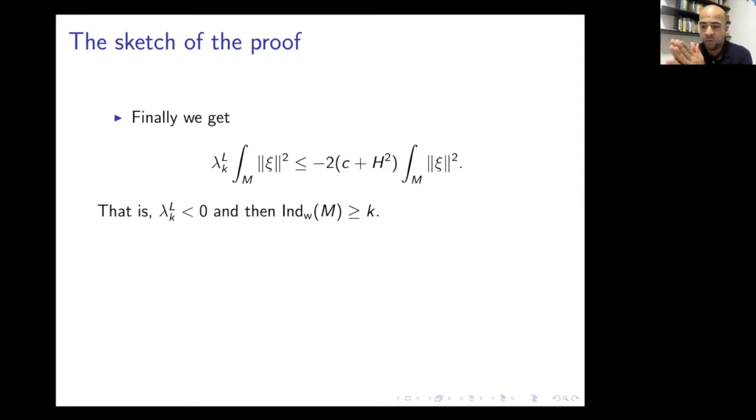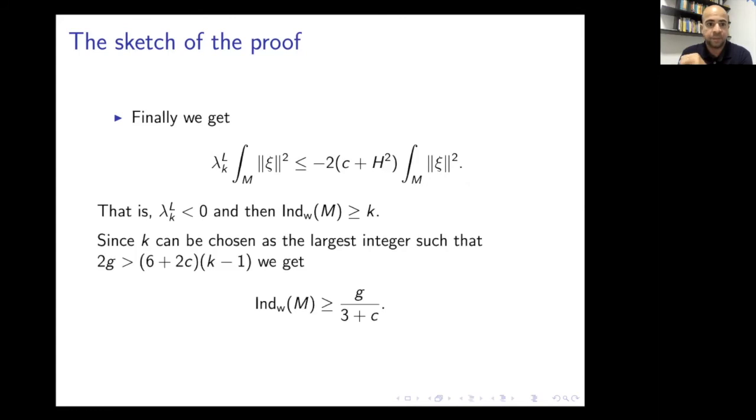So let's analyze what this k can say for us. This k can be chosen as the largest integer such that 2g, which I forgot to say is the dimension of the space of harmonic forms, where g is the genus of the surface, satisfies this inequality here. Here I write 6 plus 2c just to indicate both cases, the case of Euclidean space and the sphere. If that is the case, it implies that k is at least g over 3 plus c. And so it's our estimate for the index.